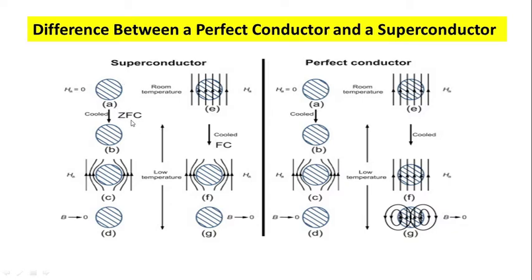Now in ZFC, that means zero field cooling, you can't distinguish a superconductor from a perfect conductor. Okay, so what can be done? We can do the field cooling process. Let's see what the field cooling process is.